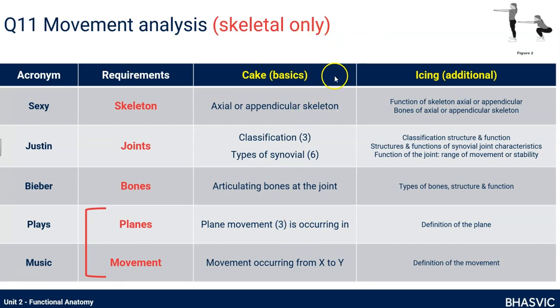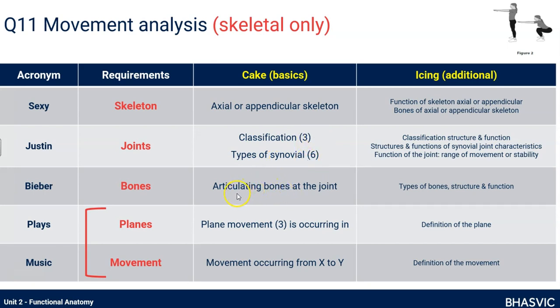Now this column just gives you a sense of what are the basic ingredients that make this cake information. What's the minimum you must know? Well, you've got to know if the joint is in the axial or appendicular skeleton. You've got to know the classification of the joint that you're being asked to analyse, and you've got to know which type of synovial joint it is out of the 6, if it is a synovial joint. It might not be.